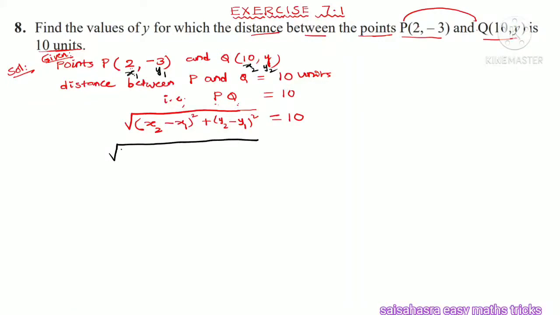So we will write under root, bracket open, x2. x2 means 10, minus x1. x1 means 2, whole square, plus y2. y2 is y only, minus y1. y1 is minus 3. Two symbols are side by side, that's why you can separate this with a bracket. Bracket open, and next you can close this bracket. Anyway, the square is there. That we can write equal to 10.